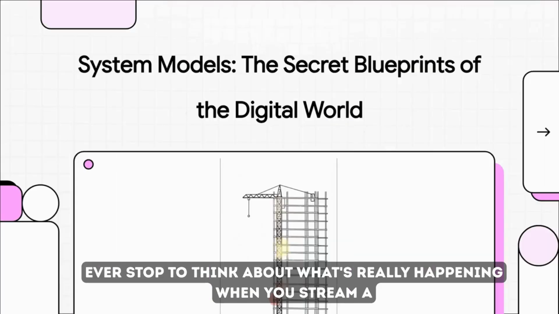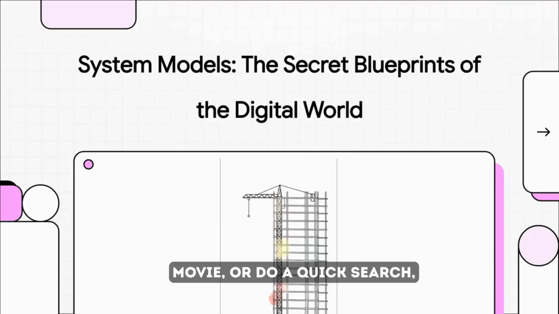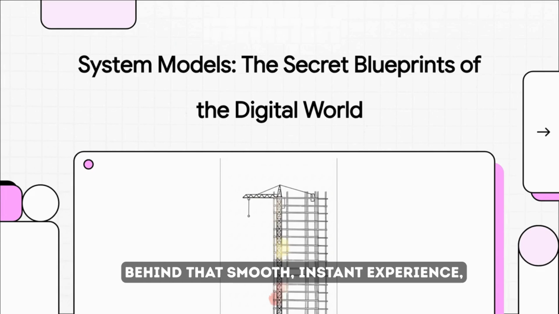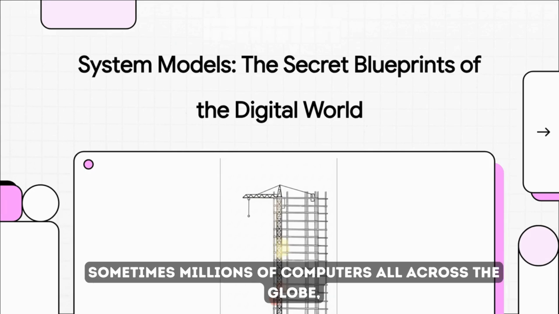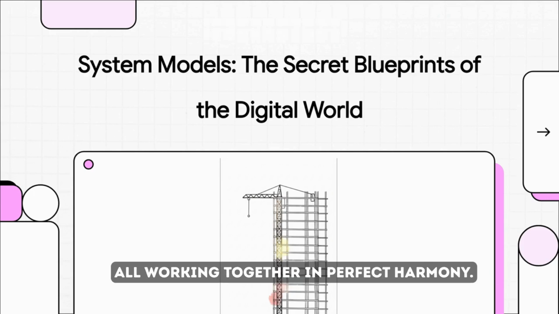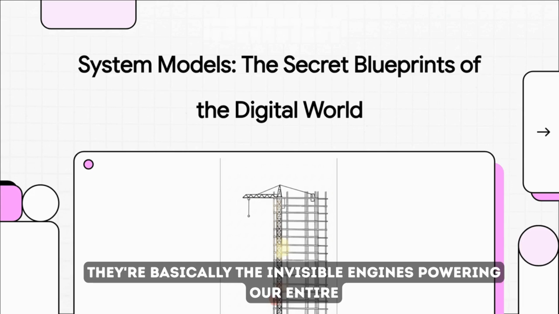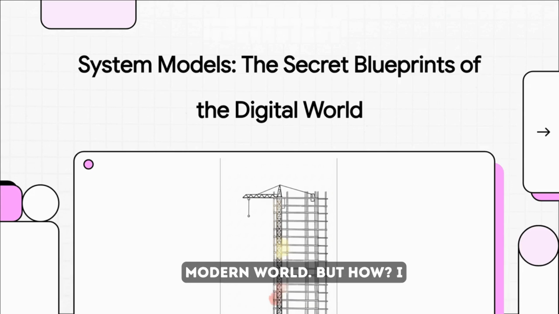Ever stop to think about what's really happening when you stream a movie, or do a quick search, or just scroll through your feed? Behind that smooth, instant experience, there's this absolute miracle going on. We're talking about massive, interconnected systems, sometimes millions of computers all across the globe, all working together in perfect harmony. They're basically the invisible engines powering our entire modern world.